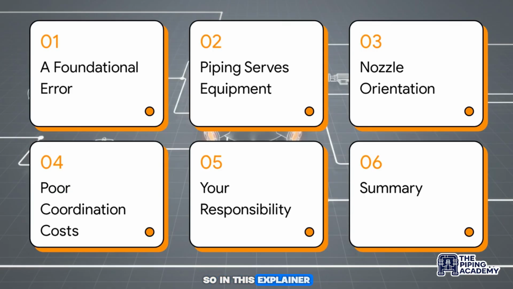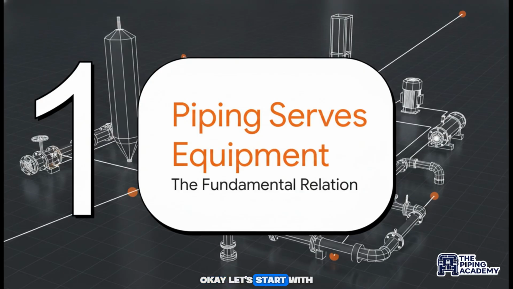So, in this explainer, we're going to cover that foundational relationship between piping and equipment. We'll look at how nozzle orientation directly controls your layout, what happens when coordination goes wrong, and then most importantly, what your specific responsibility is in that design review process. Okay, let's start with the absolute bedrock of this whole philosophy.